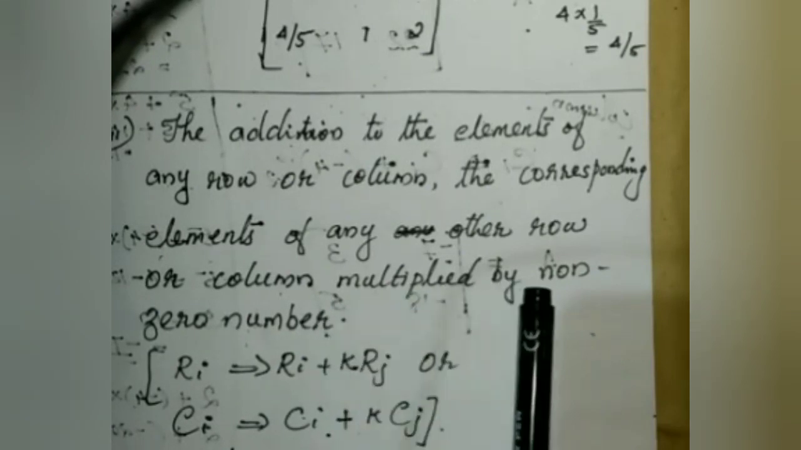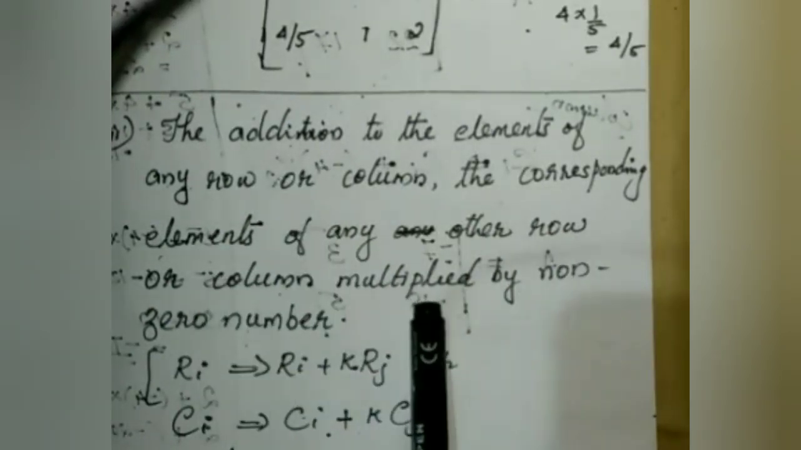The addition to the elements of any row or column, the corresponding elements of any other row or column multiplied by a non-zero number. The statement says the addition to the elements of any row or column, the corresponding elements of any other row or column multiplied by a non-zero number.